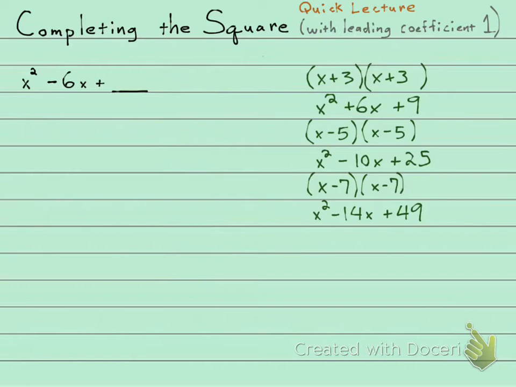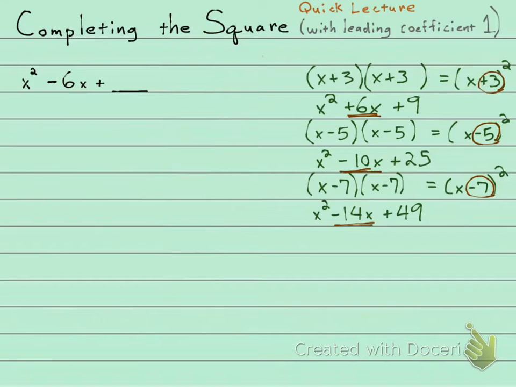Okay, look at these three examples. Now the first one, we normally write it like this: x plus 3 squared. The second one we normally write x minus 5 squared. And the third one we normally write x minus 7 squared. You notice a pattern. Well, the middle term is always double this number. Look at this one. The middle term is double this number. The middle term is double this number.